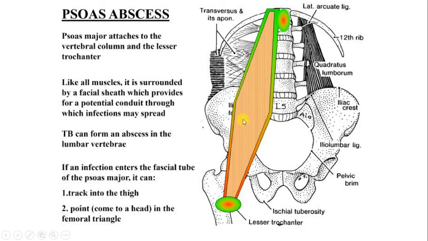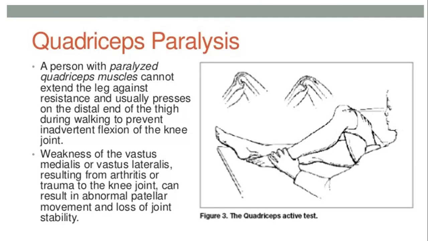So the pain will be referred to the hip joint and to the anterior of thigh and to the knee joint. Next is quadriceps paralysis. Quadriceps means four muscles. Quadri means four. In the anterior of the thigh, the four muscles are the rectus femoris, vastus lateralis, vastus intermedius, and vastus medialis muscle. They are covering the anterior side of the thigh.